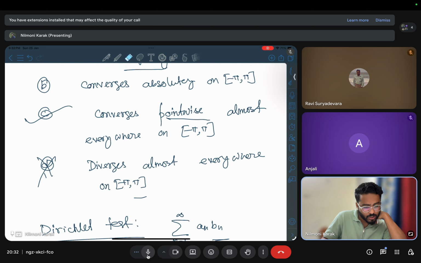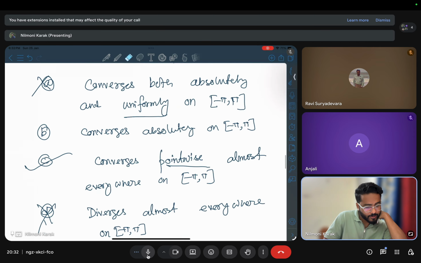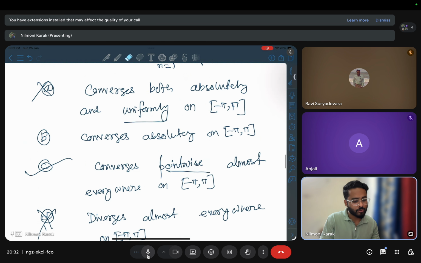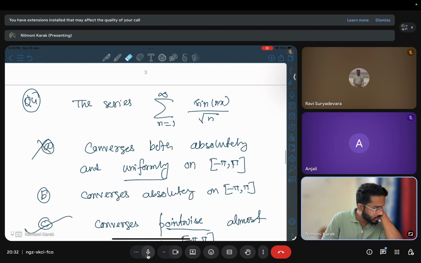No problem at all. And this is not true, because on the whole interval minus pi to pi, this is not convergent. So this is not true uniformly, because with the Dirichlet test you get that this is not convergent at 0. But how do we conclude this is not true? Any idea?